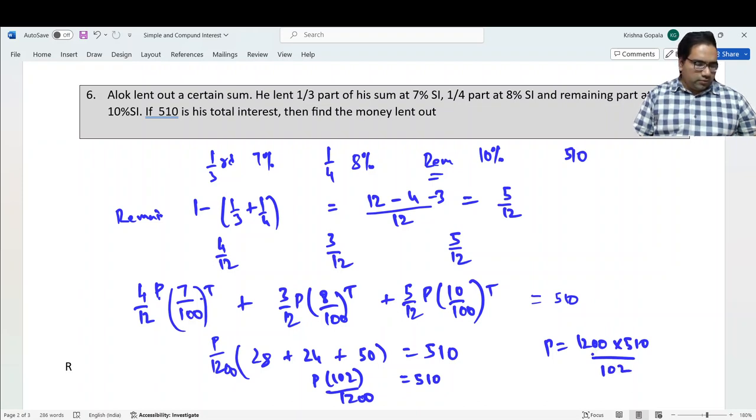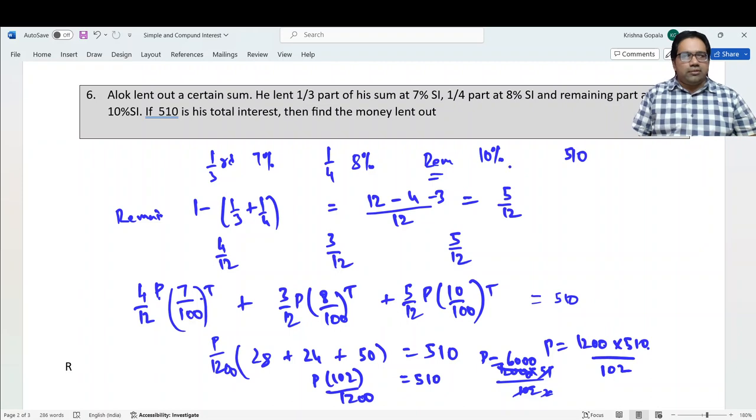1200 into 510 by 102. How much will this become? This will become 12,000 into 51 by 102. 51 goes 2 times. Now if I do this 0, I am pushing it here. 51 goes 2 times and then 6,000. So principal is equal to 6,000.